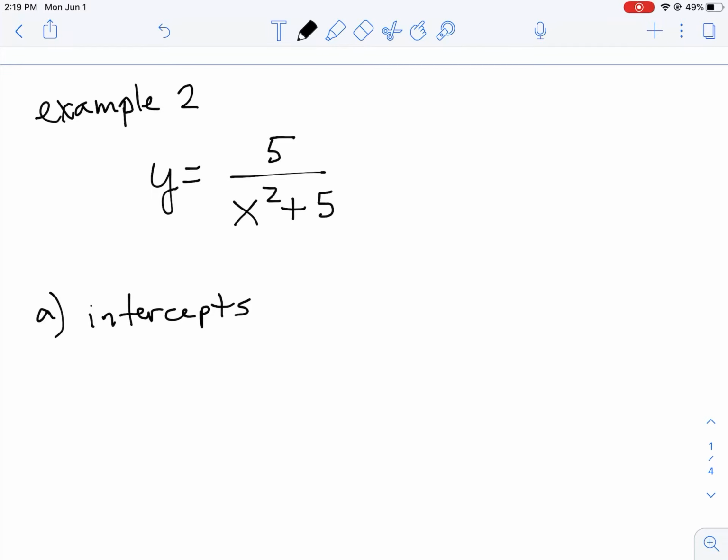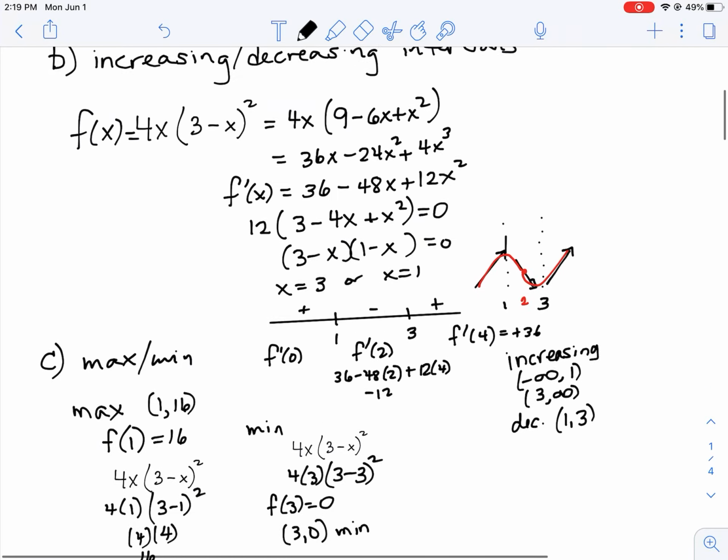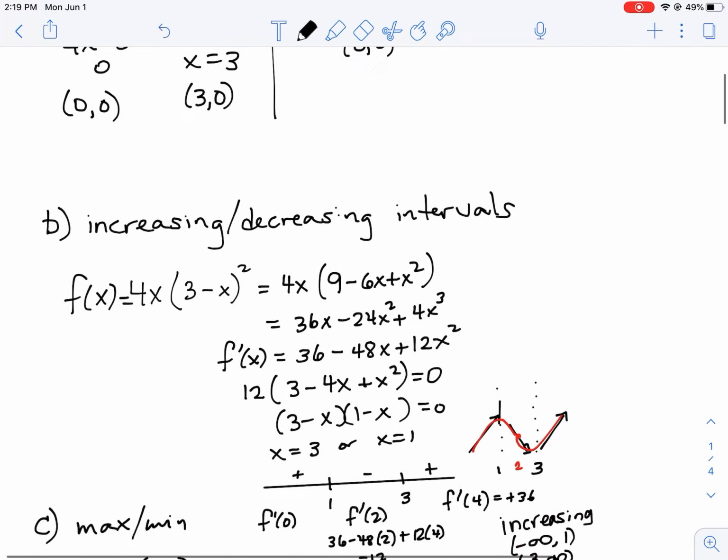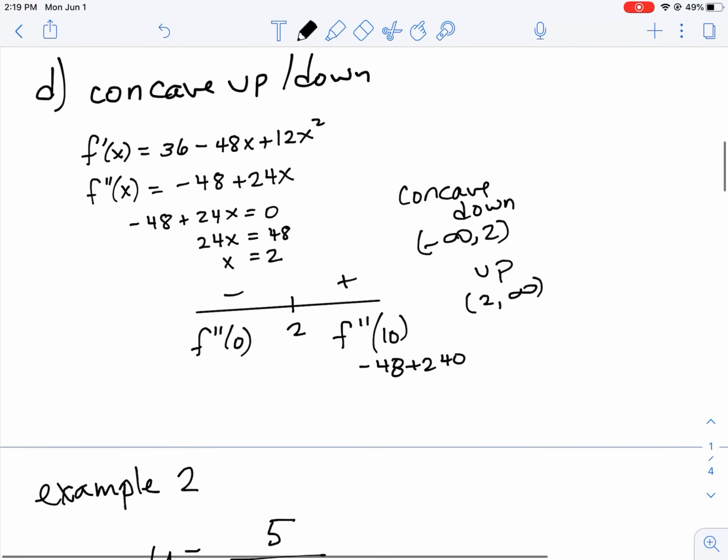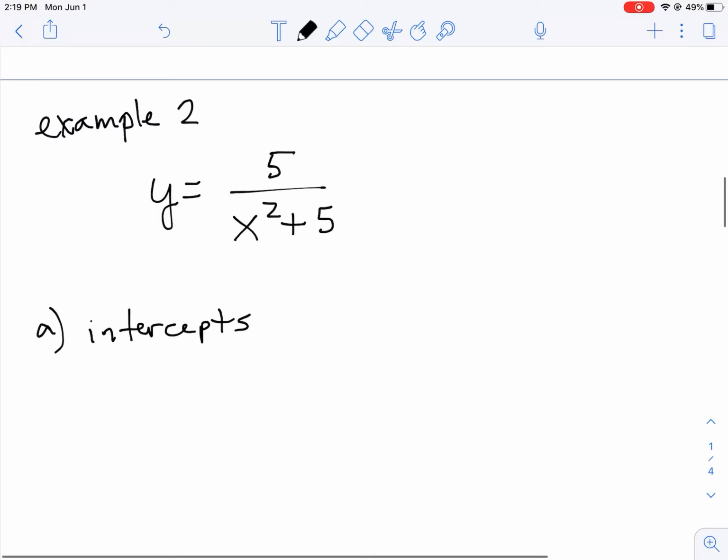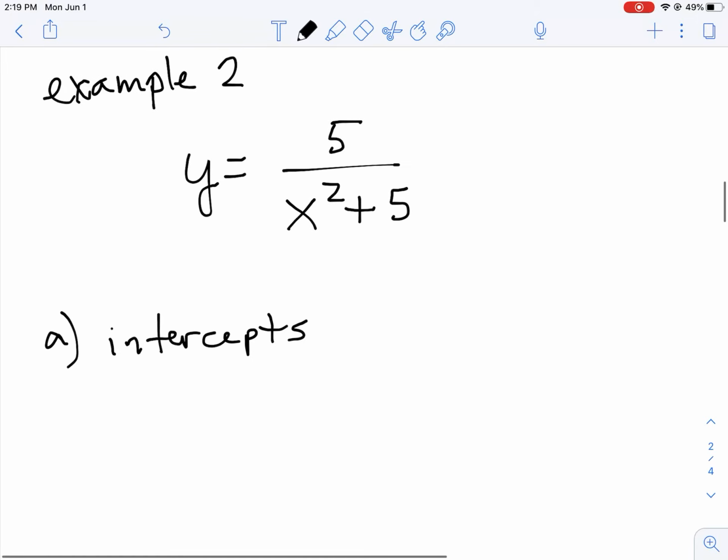Okay, this is a continuation of the last video with the intercepts and the increasing, decreasing, and concave up, concave down, and so on. Here's one that's a rational function. So let's find the intercepts because we're going to graph it at the end.